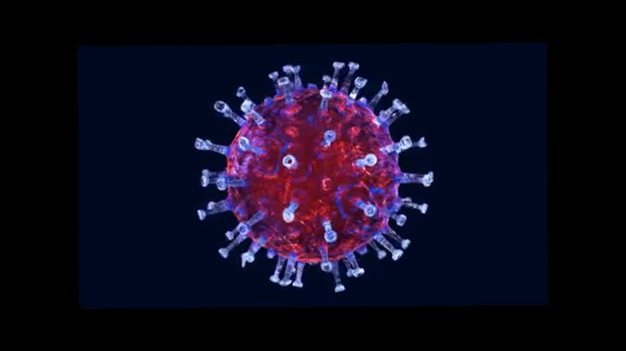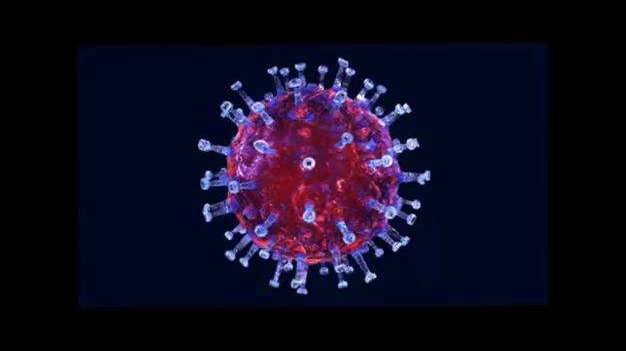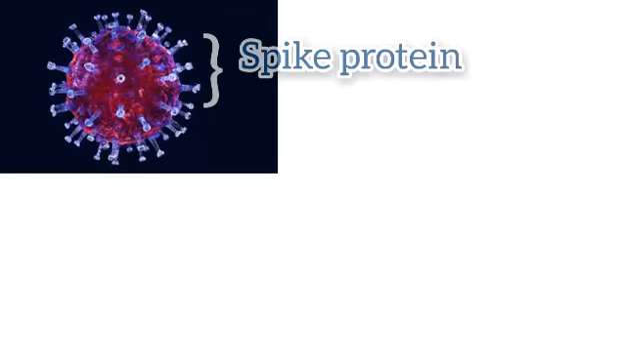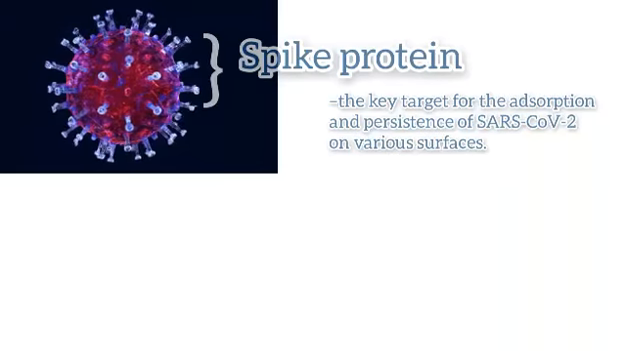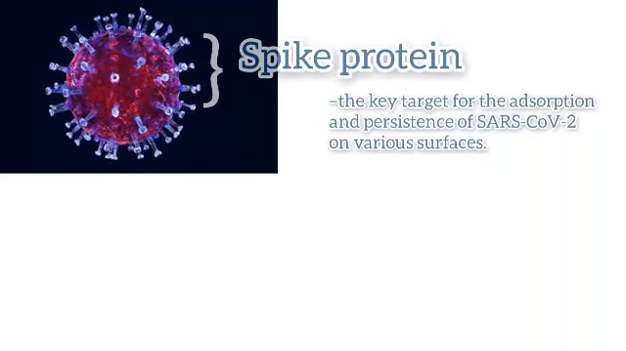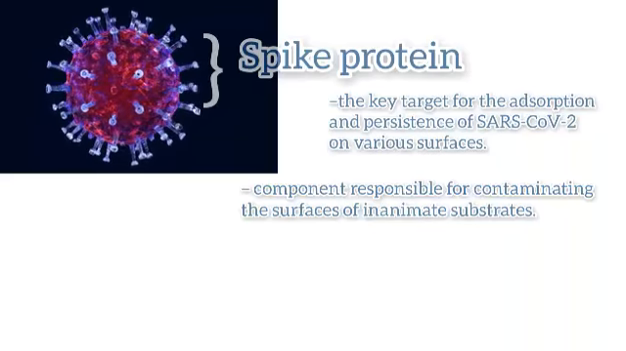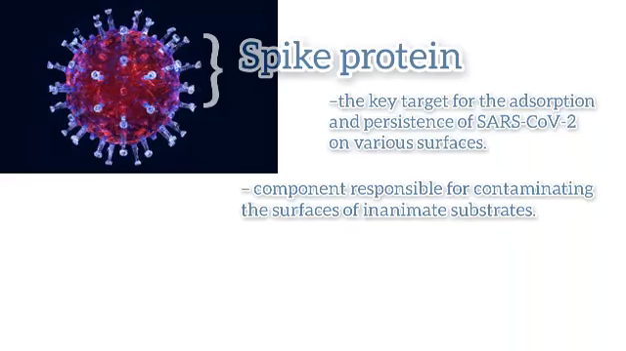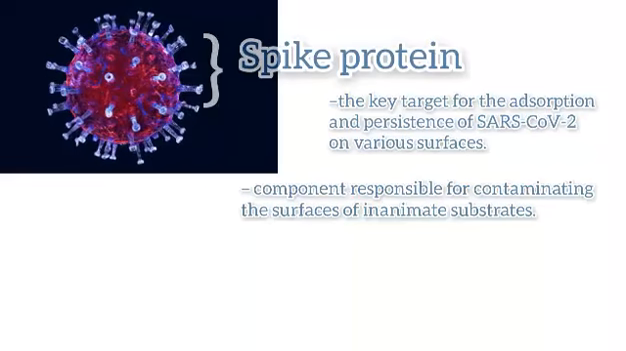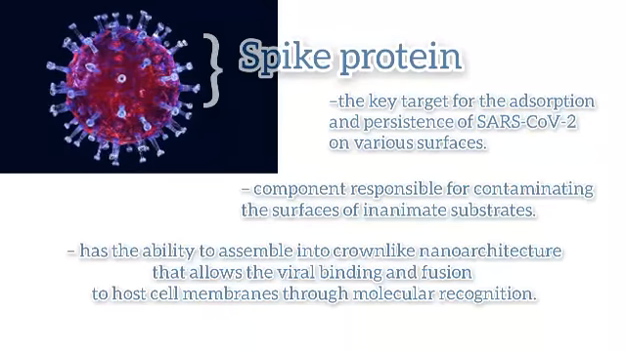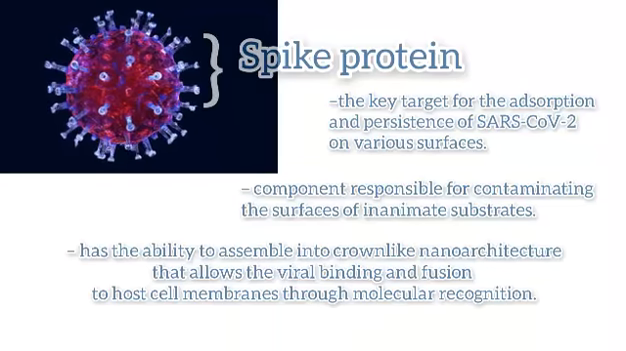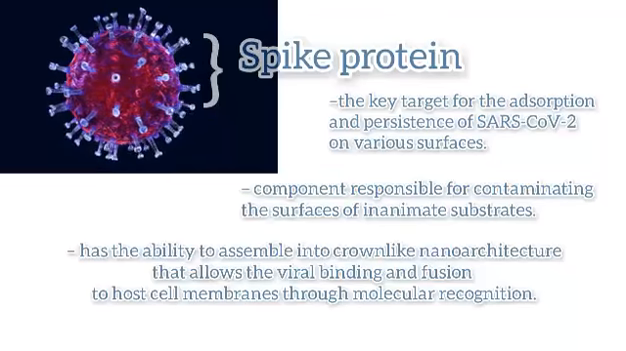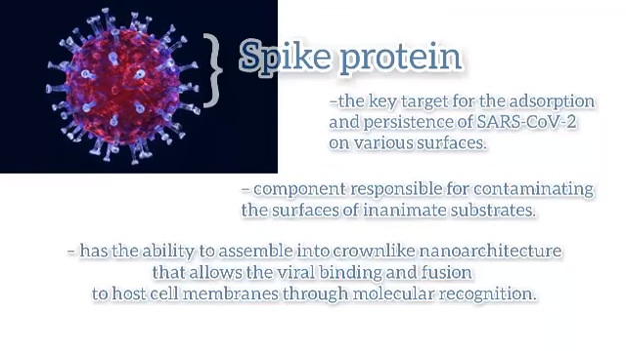The corona-like component of the outer surface of the SARS-CoV-2 variant, named spike protein, is the key target for the absorption and persistence of SARS-CoV-2 on various surfaces. It is the component responsible for contaminating the surfaces of inanimate substrates due to its ability to assemble into crown-like nanoarchitecture that allows the viral binding and fusion to host cell membranes through molecular recognition.